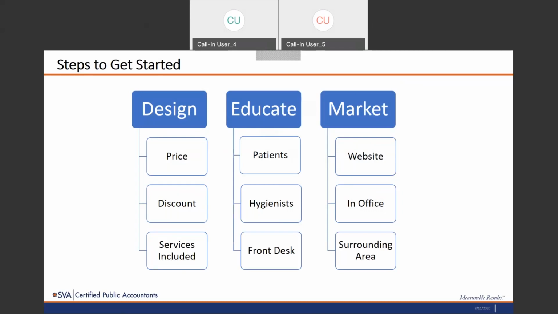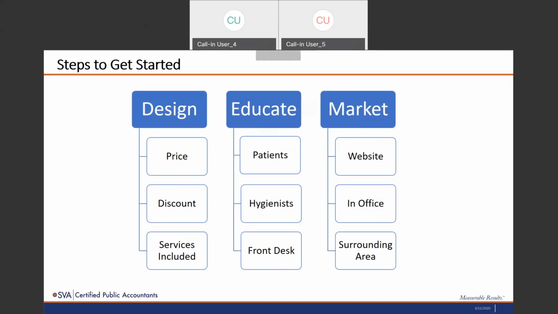Next is going to be marketing the plan. This includes should you put your plan on the website, should you have marketing material in your lobby and at the front desk, perhaps a one-page handout that covers the key components of the plan for you to hand out and use as a guide for having discussions with your patients.